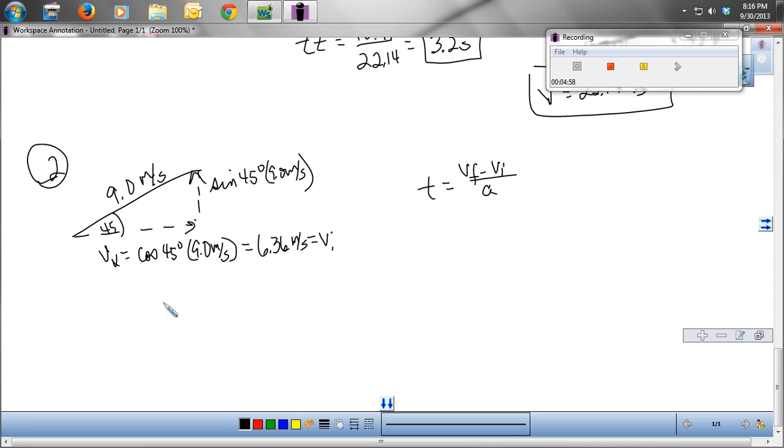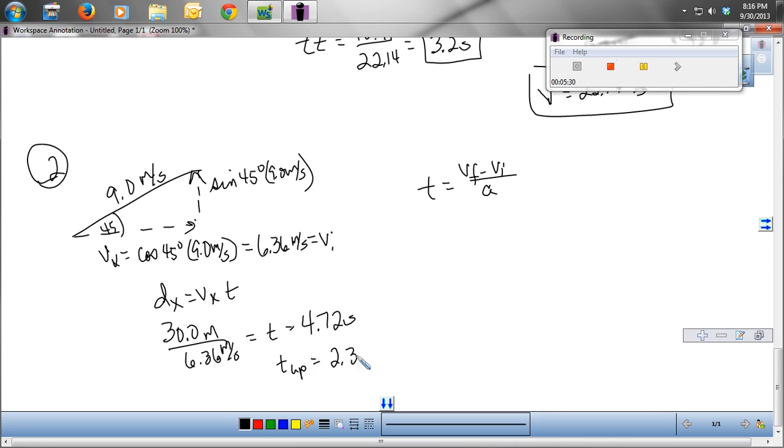But what I do know is that dx equals vxt, and dx was given to us as 30 meters. I'm going to add some decimals here so I know I have some sig digs. Divided by 6.36 meters per second would give me the total time. And when I did that, I got the total time to be 4.72 seconds. So that means that the time up is half of that, 2.36 seconds.